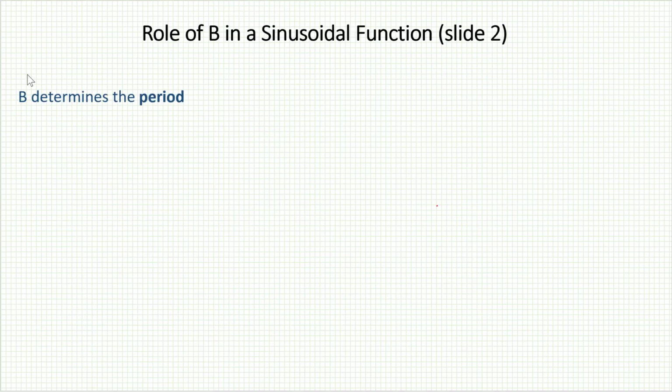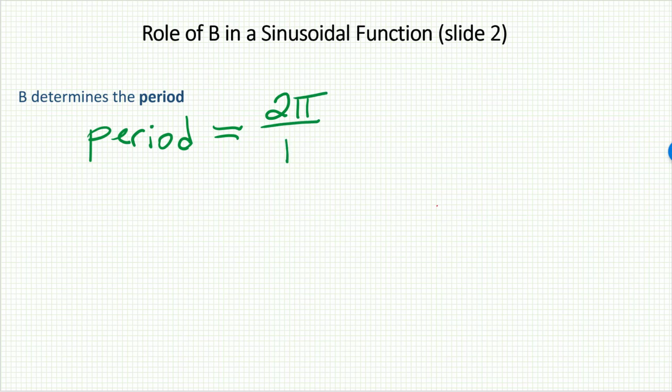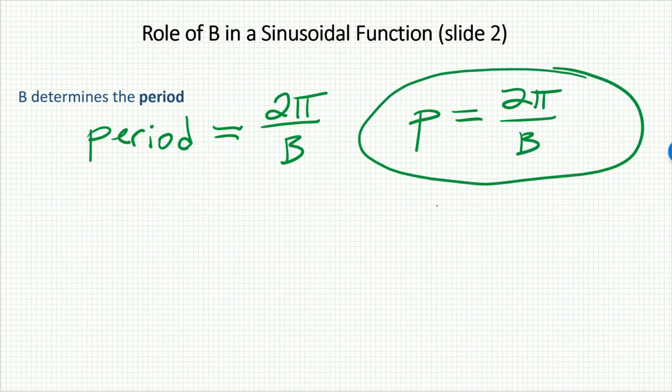Okay, so let's summarize. B determines the period. B is not equal to the period, but it influences the period in the following way. We have learned that the period will be 2 pi divided by the value of b, or expressed as an equation, p equals 2 pi over b. Make sure you learn this equation very, very well.